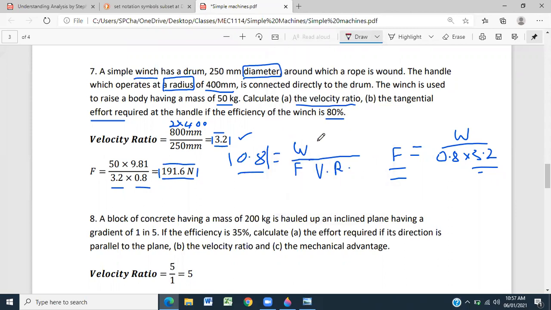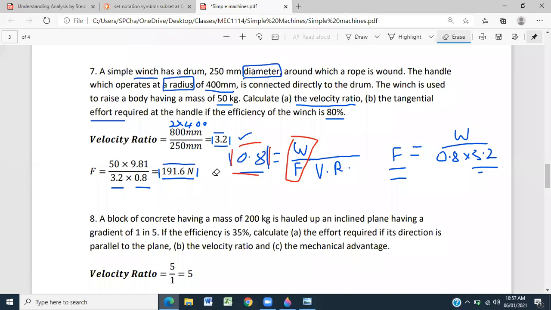The mechanical advantage, which is the piece we break down, we had a fraction on top, right? We had it as this. And then we break it down, so that's the mechanical advantage divided by the velocity ratio. Efficiency, 80%, equal to the mechanical advantage divided by the velocity ratio. And then we want to solve for the effort, F.